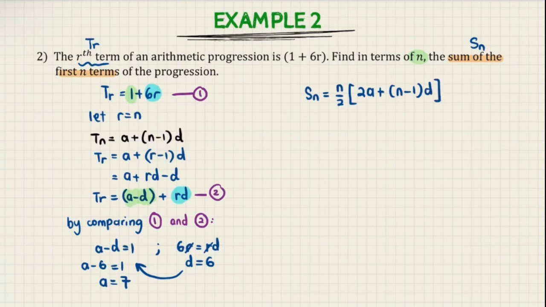Okay, so ini general formula yang dekat page sebelum ini. So gantikan A sebagai 7 dan D dengan 6. So here I will get n over 2, 2 darabkan dengan A plus n minus 1 D. D kita adalah 6. Okay. Sebabnya soalan dia minta in terms of n sahaja. So kita akan biarkan dalam sebutan n lah.